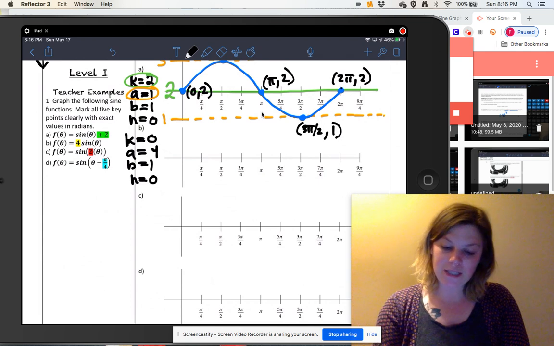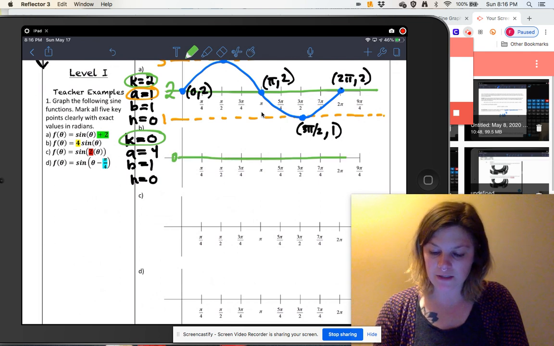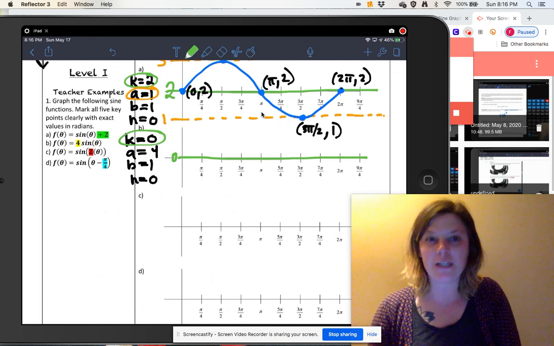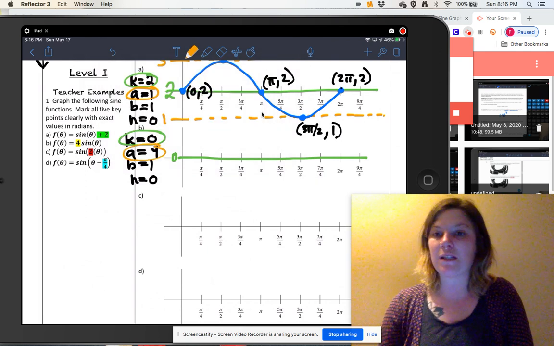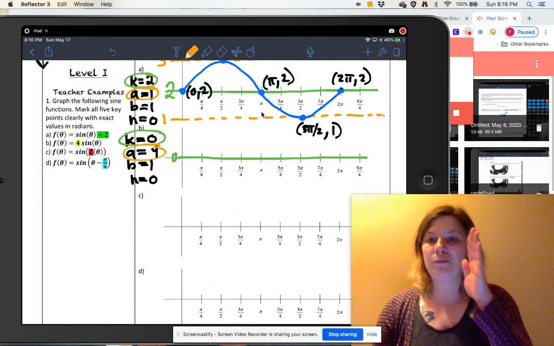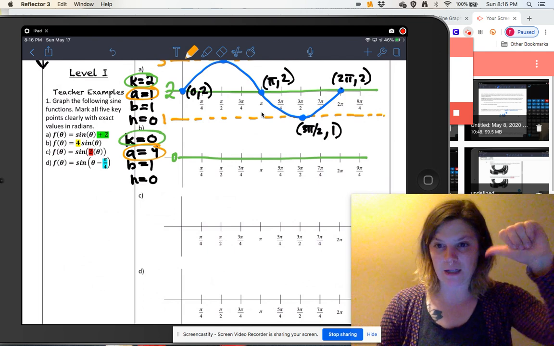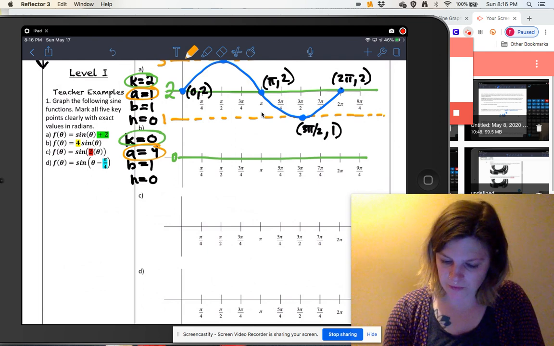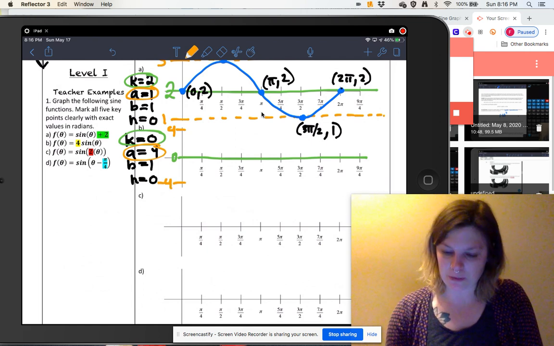All right, so let's do it to it. We have K is equal to 0. So that means that we're not changing this. This is just our x-axis or our theta axis. It's just at 0 like we would normally see it. Our A is now 4. Okay, so what that means is up from that K line and down from that K line, I'm going up 4 and down 4. So up from 0, 4 is just 4. So I put 4 here. And then down from 0 is negative 4. So I put that there.